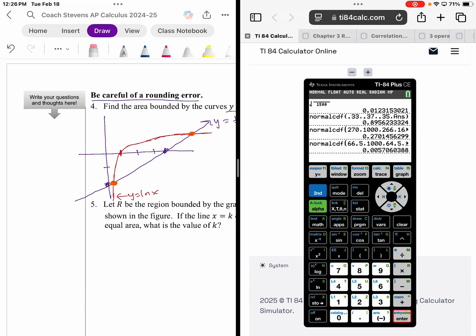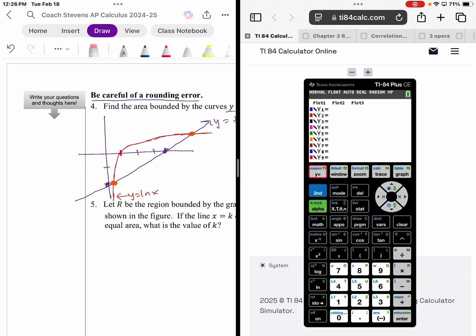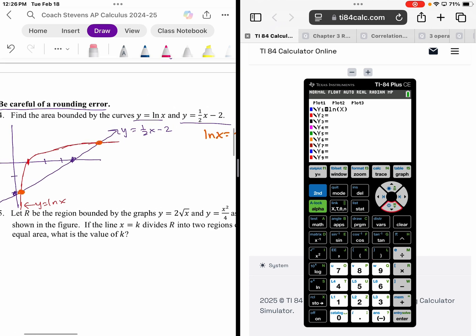So I'm going to go in. Let me reset it. Second plus 712. And then now y equals, I'm going to put the ln of x for y1, and for y2, I'm going to go 0.5x minus 2 just to speed up the process. I hit graph. I can see where they touch. Now I want to find those intersection points, so let's use the calculator. I'm going to find the one on the left. Second trace, option 5.